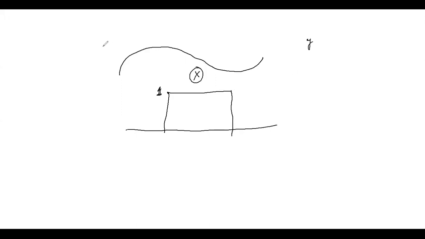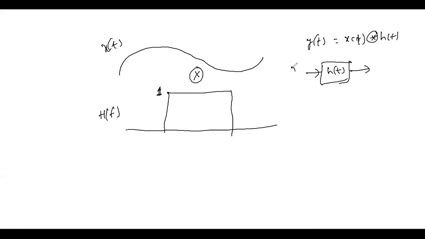Let this be the signal x of t, and let this be your filter response h of f. Actually, y of t equals x of t convolution h of t. I already explained this in the first lecture. Then y of f equals x of f multiplied by h of f. So this is x of f, and this is h of f.